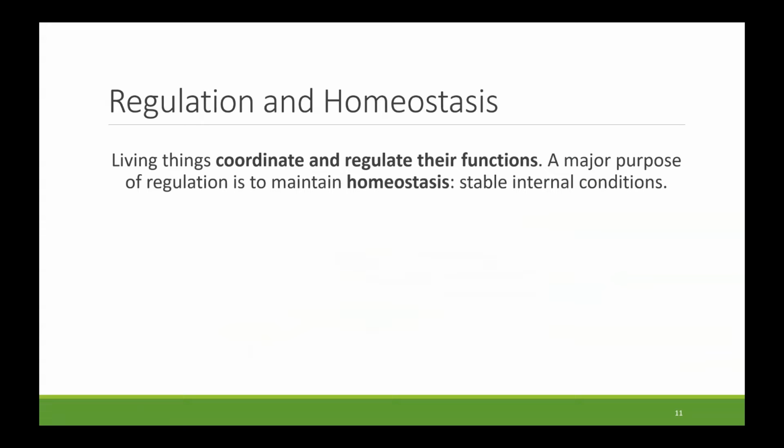Next is regulation and homeostasis. So all living things will coordinate and regulate their functions. And part of the goal of this regulation is to maintain something called homeostasis, which is the scientific term for stable internal conditions. So as living things, we have to maintain internal conditions that are suitable for sustaining our livelihood. And this can include body temperature, it can include pH, water content, concentration of important materials in the body.